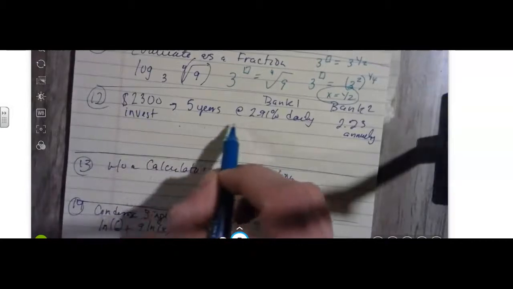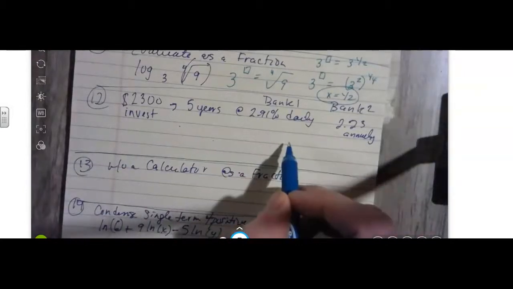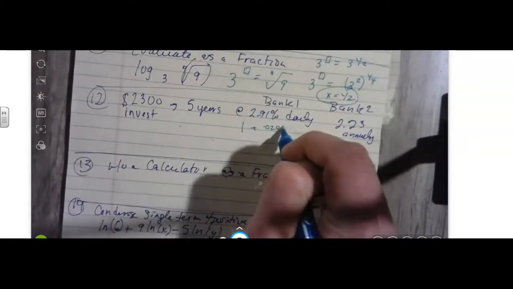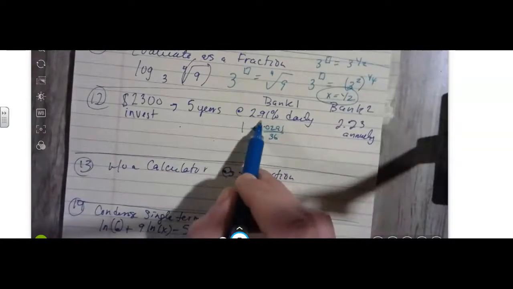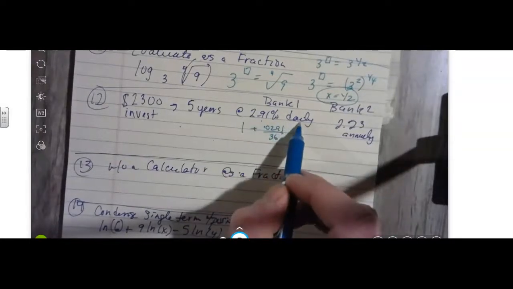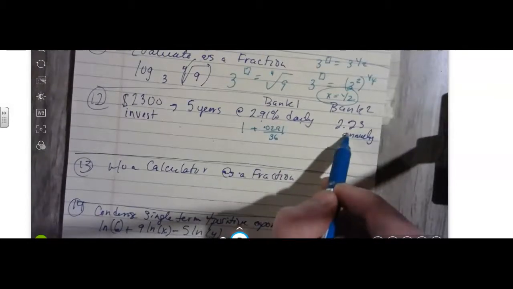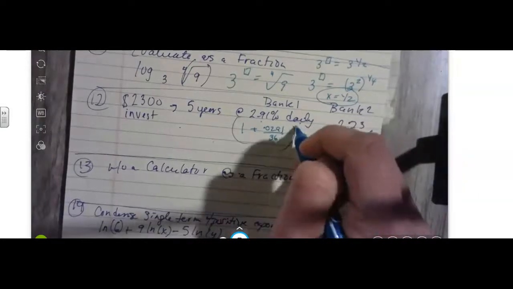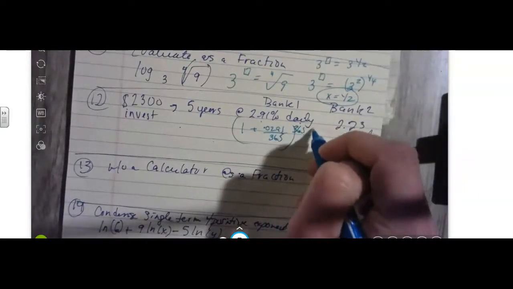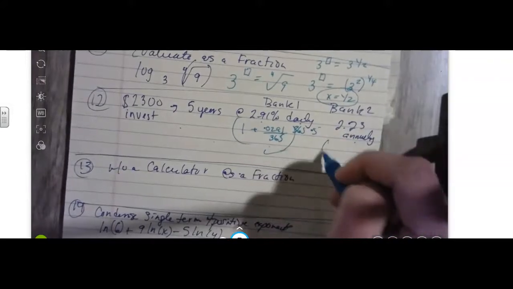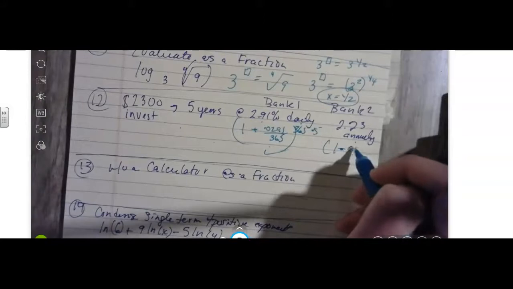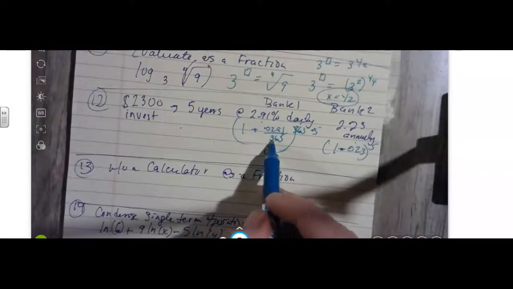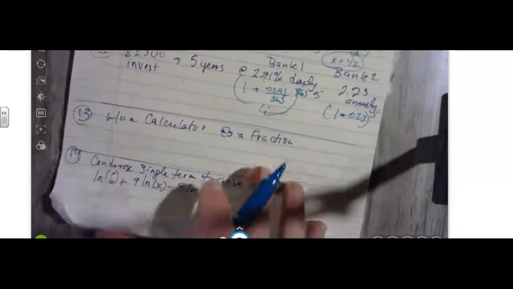Now you want to invest $2,300 for 5 years. You want to say which account's going to be better. Well, we can know right off the bat that if we do 1 plus 0.0291 over 365, if you're making a higher percentage and you're compounding it daily, then you're definitely going to make more than another account that makes a lower percent, and that's only compounded annually. So without even doing any work, we know that this one's going to be greater. But I'm just going to write out what it would be. It would be 1 plus 0.023 to the 5th power. So obviously this one's going to be bigger because it's a higher percentage and you're compounding it more frequently, so check. Don't need to do any more work there.